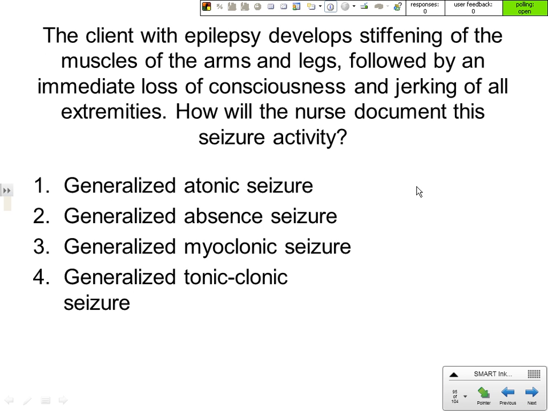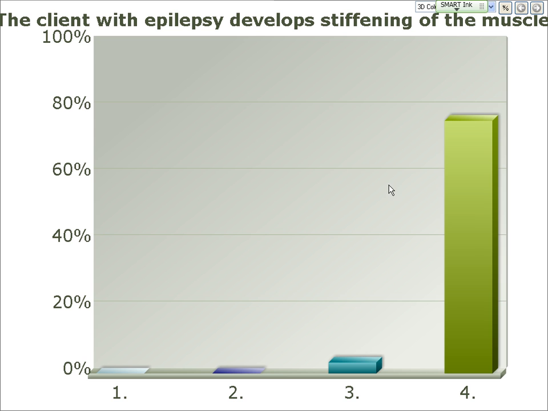The client with epilepsy develops stiffening of the muscles of the arms and legs, followed by an immediate loss of consciousness and jerking of all extremities. How will you document this seizure activity? Generalized atonic, generalized absence, generalized myoclonic, generalized tonic-clonic. And that would be your generalized tonic-clonic seizure, your grand mal.